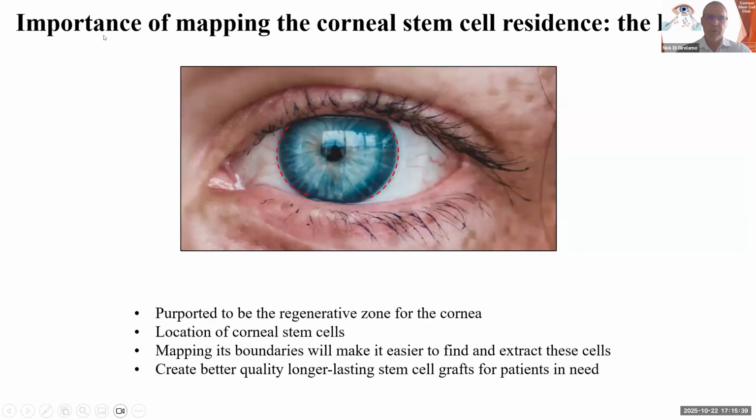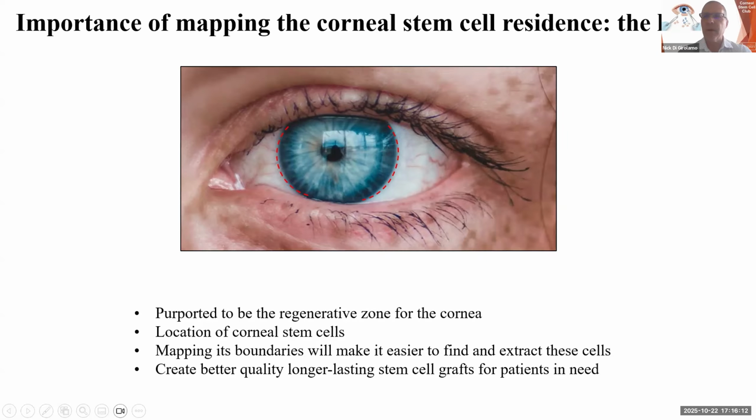So the importance of mapping the corneal stem cell residence, that being the limbus. Why is it important? It's this annular region that is at the periphery of the cornea. So it's purported to be the regenerative zone of the cornea. It's the location of corneal stem cells. And I guess mapping its boundaries will make it easier to find and extract these cells. That way we'd be able to create better quality, longer lasting stem cell grafts for patients in need.